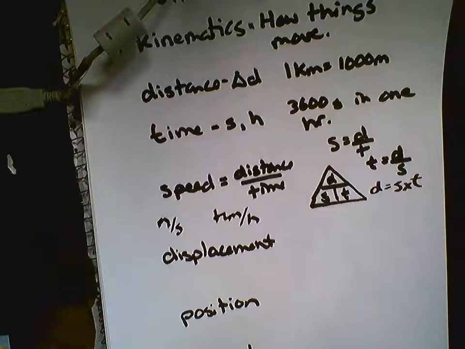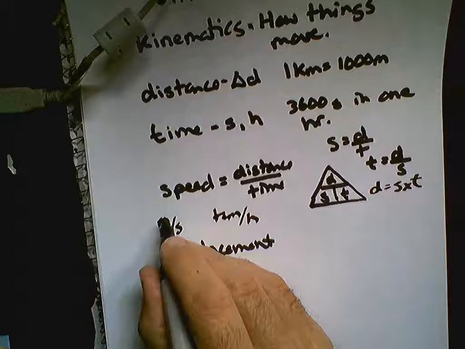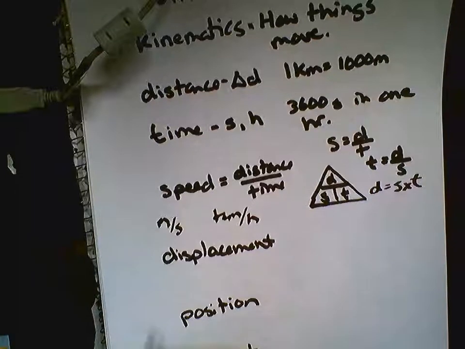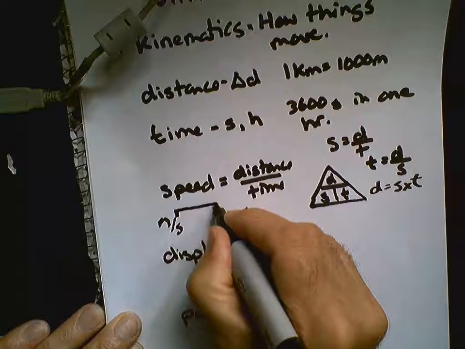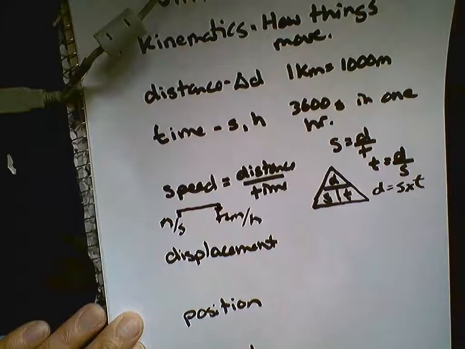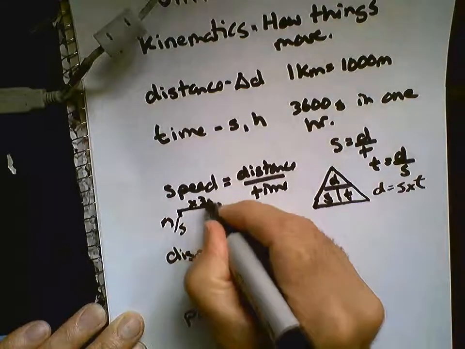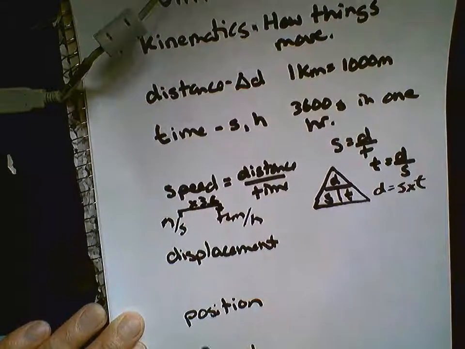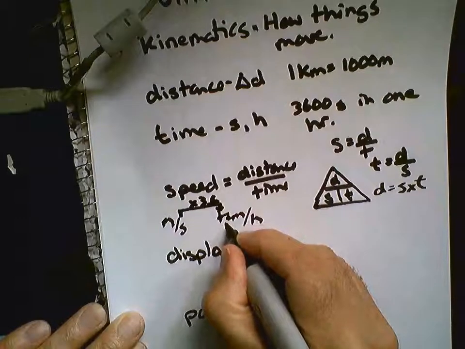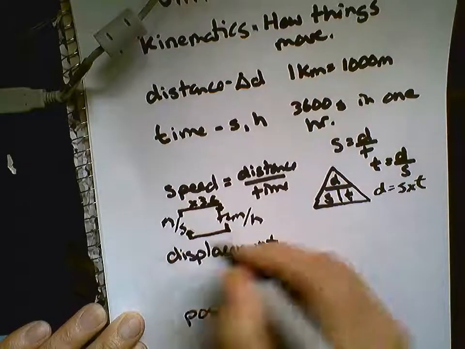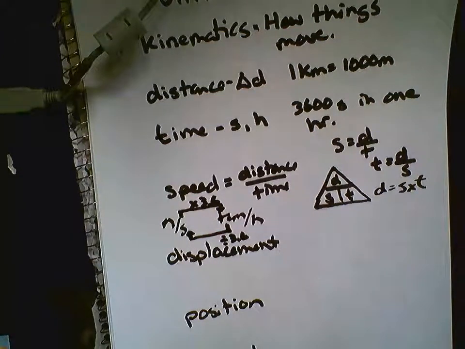Now, I said I was going to give little hints as I go along towards the quiz. It's always some type of distance over some type of time. If you go from meters per second to kilometers per hour, so say you had 10 meters per second and you wanted to know what it was in kilometers per hour, multiply that by 3.6, and that will give you 36 kilometers per hour. If you want to go back, it's divide by 3.6.